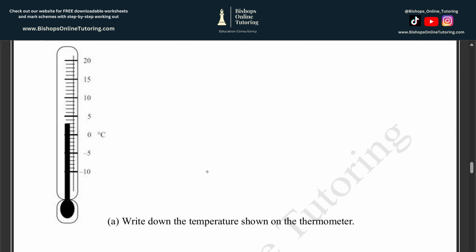Write down the temperature shown on the thermometer. Well, we've got 0 over here, 5 over here, and we've got 1, 2, 3, 4 intervals. So I can only imagine that it's going up in 1 degree Celsius. So from 0, that's 1, 2, 3. So the thermometer is showing 3 degrees Celsius.